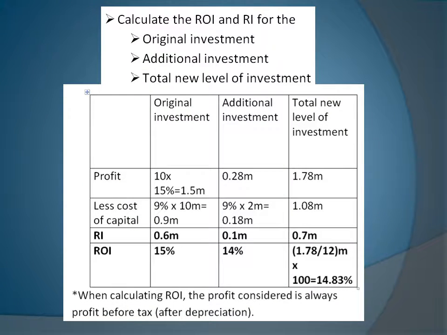The question asks us to calculate the return on investment and the residual income for the original, additional and total net level of investment. Once again, the residual income will be the profit minus the cost of capital, and the return on investment will be the profit divided by the capital employed into 100. In this case, when you calculate the return on investment you have to consider profit before tax, that is the profit after depreciation.